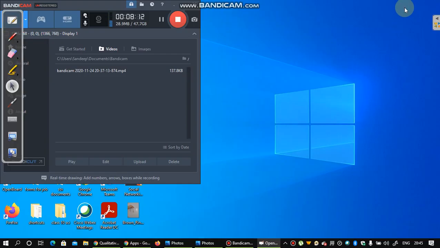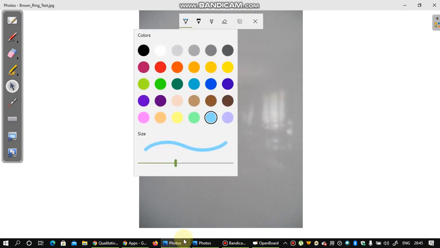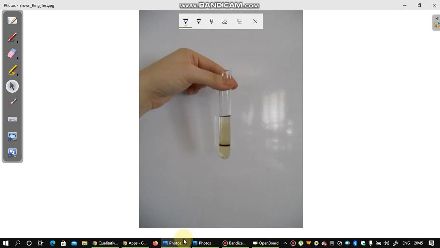Your brown ring is going to look somewhat like this, like in this picture. This will be your brown ring.